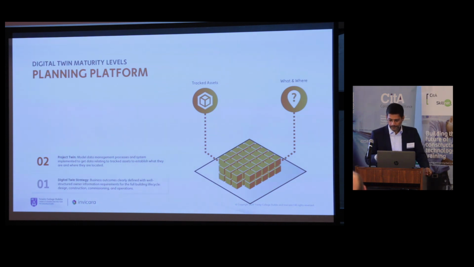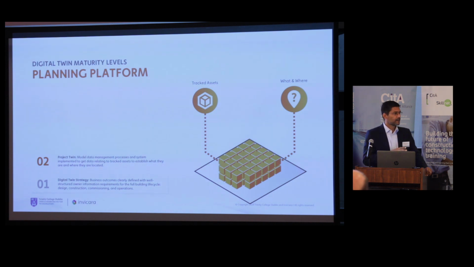So the project twin has to establish two pieces of information very critically. What is in the model? What are the things that we care about? The managed spaces and the maintainable assets. What are they, and where are they? Just having these two pieces of information makes it very easy for the rest of the information to be hooked off that.